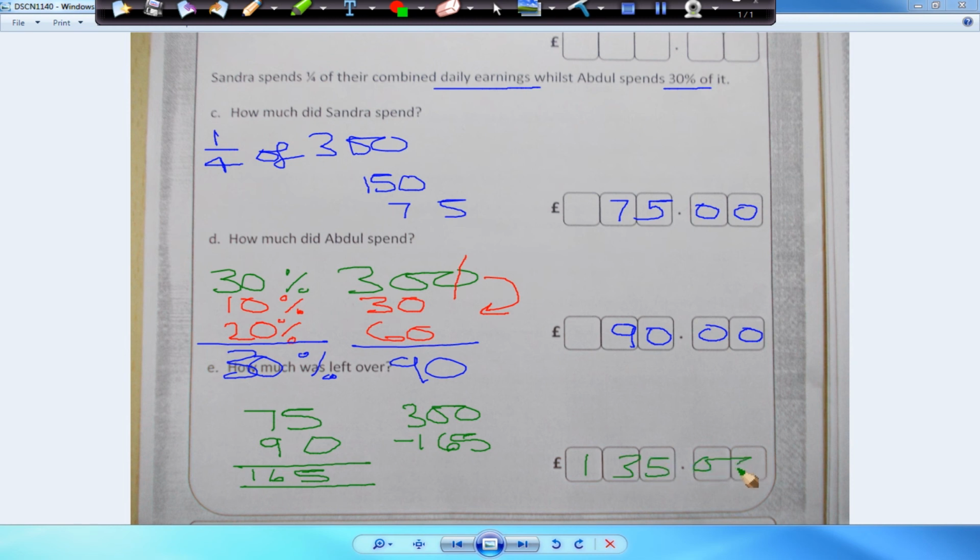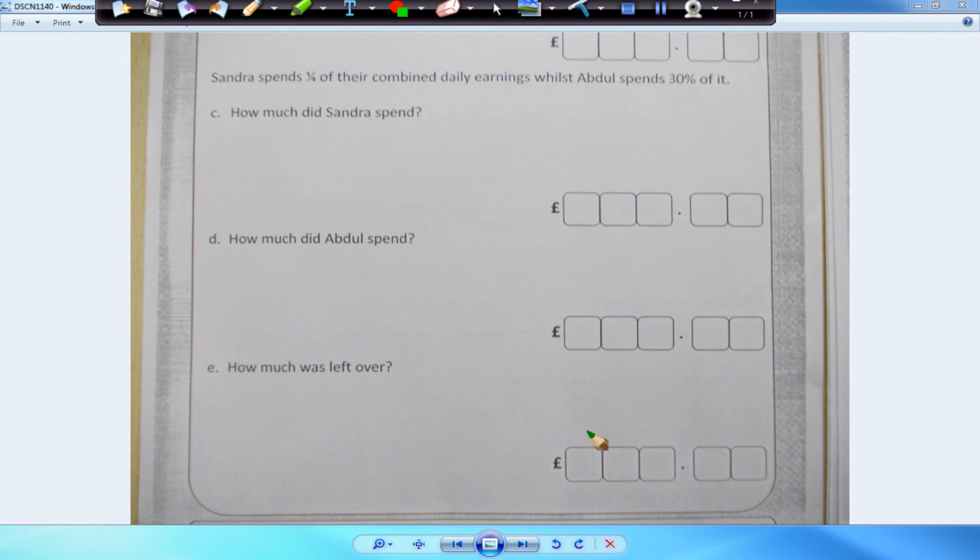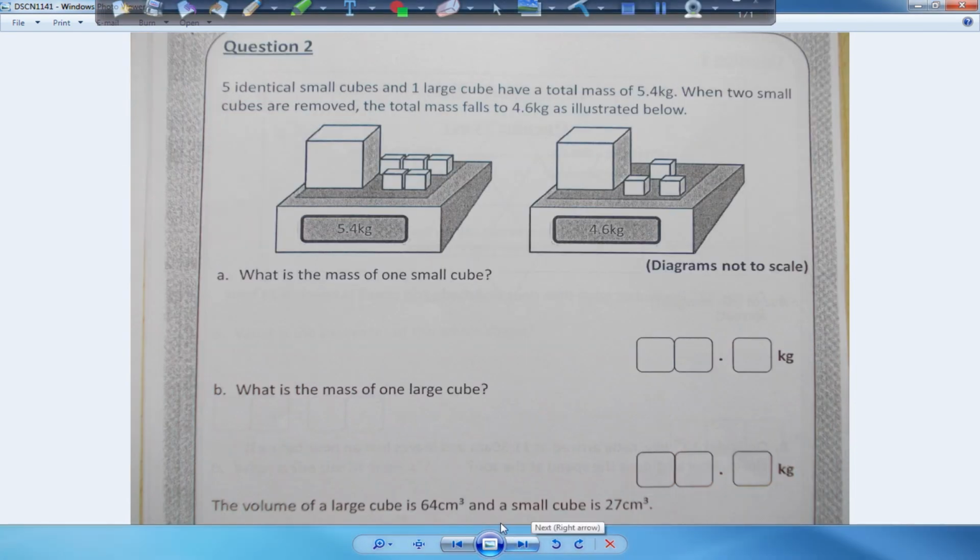135 pound is the correct answer. Okay, let's move on. Let's clear the screen first of all. How much was left over? Next page is question number 2. Are we right, folks? If you see any little mistakes happening, please correct them straight away. Like you did with the 50 pound one, you must correct stuff straight away. Right, question number 2.